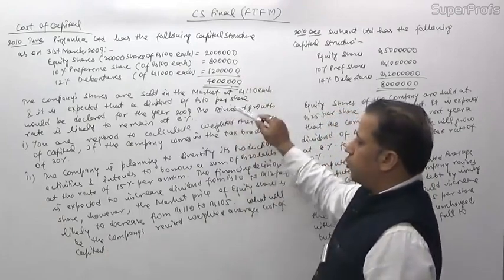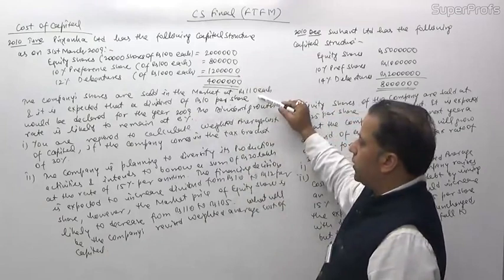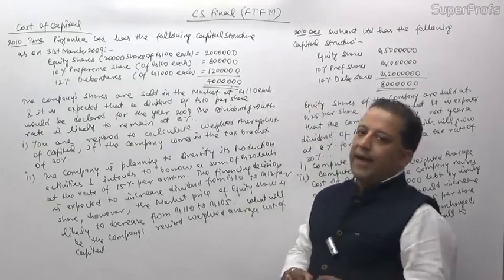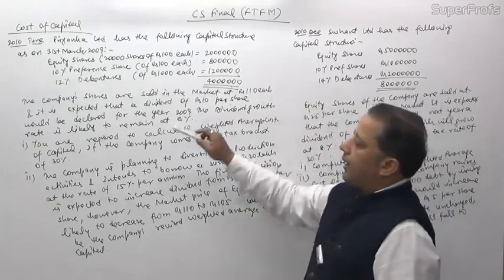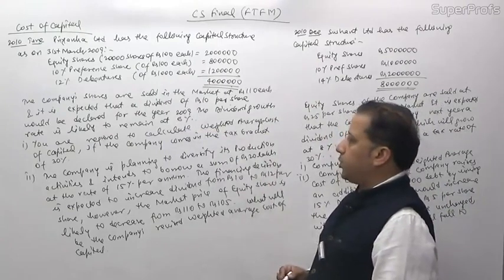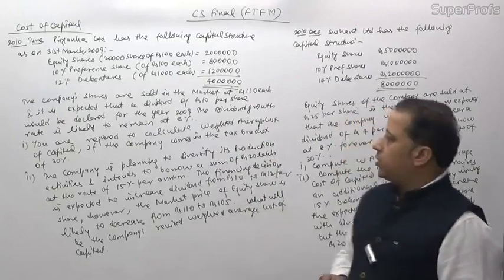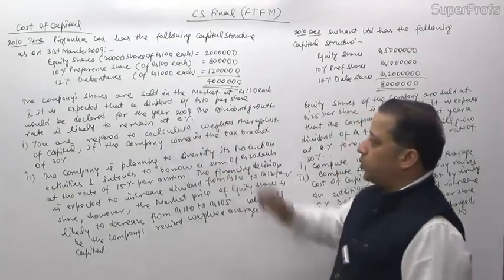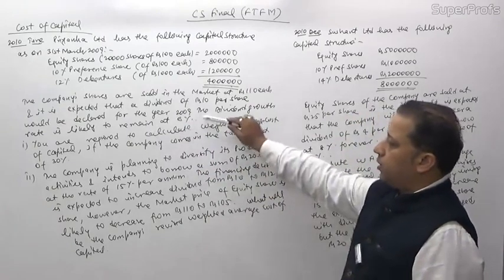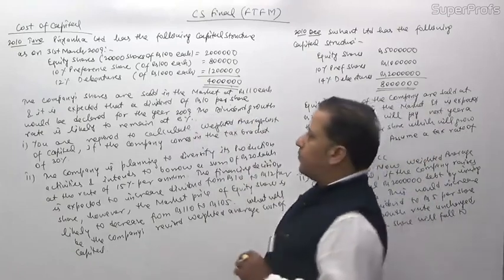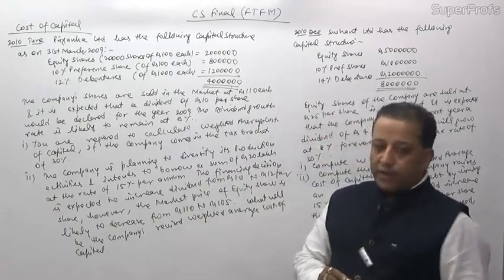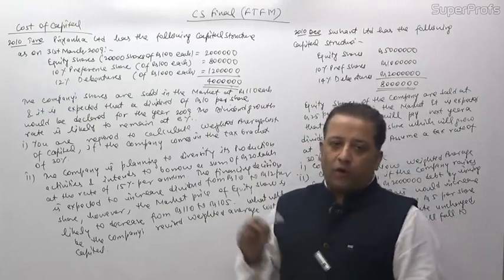The company's shares are sold in the market at rupees 110 each, and it is expected that a dividend of rupees 10 per share would be declared for the year 2009. So the company's shares are sold in the market at rupees 110 each. The selling price means the selling price of the equity share.